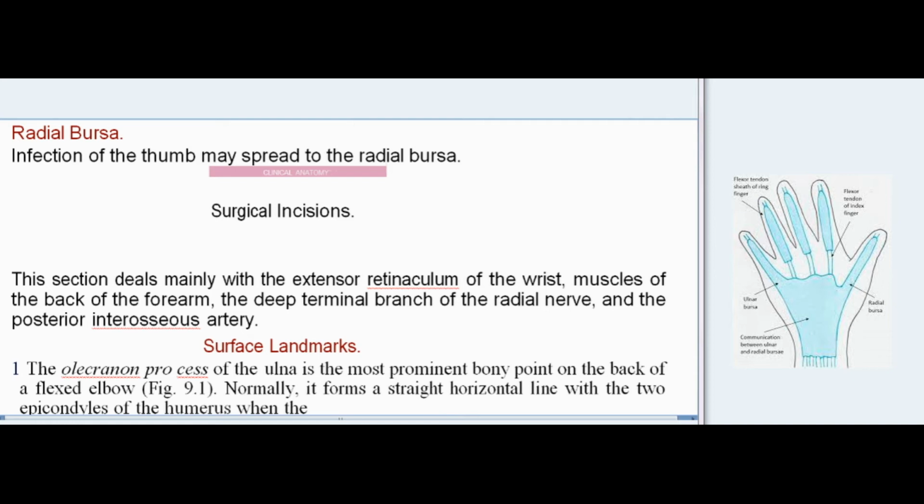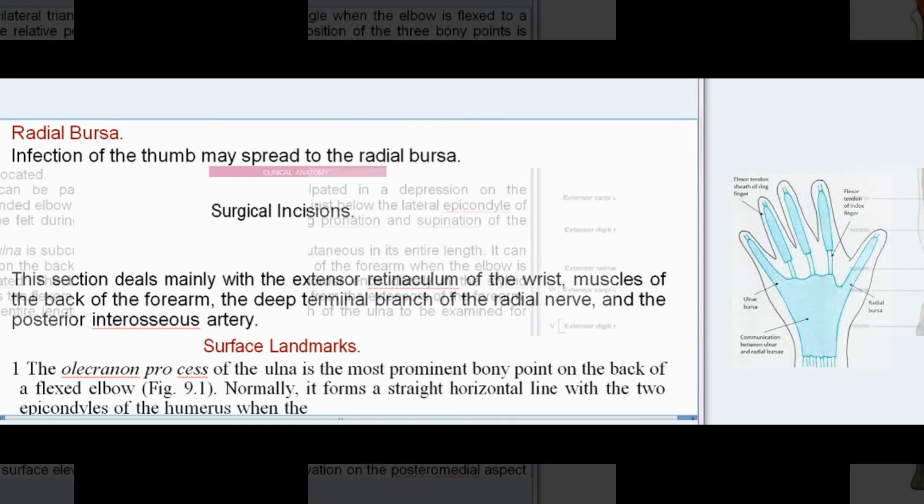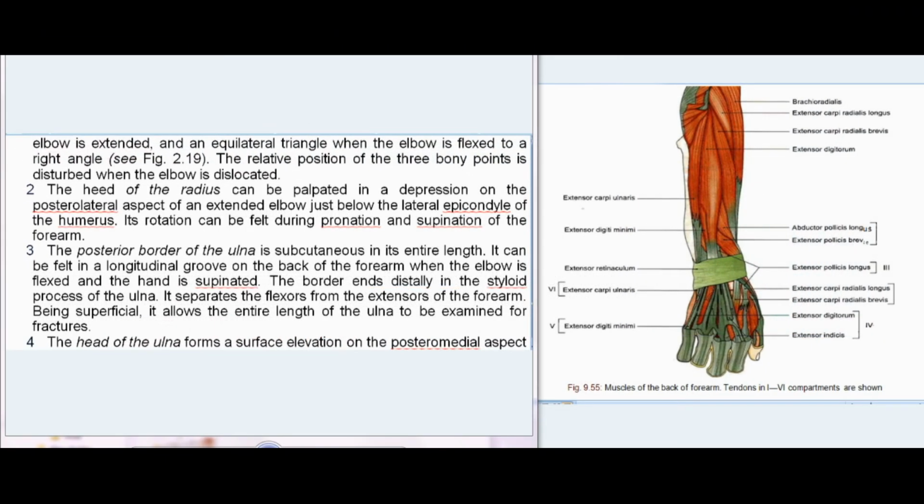Clinical anatomy. Surgical incisions. This section deals mainly with the extensor retinaculum of the wrist, muscles of the back of the forearm, the deep terminal branch of the radial nerve, and the posterior interosseous artery. Surface landmarks. 1. The olecranon process of the ulna is the most prominent bony point on the back of a flexed elbow, Fig 9.1. Normally, it forms a straight horizontal line with the two epicondyles of the humerus when the elbow is extended, and an equilateral triangle when the elbow is flexed to a right angle, see Fig 2.19. The relative position of the three bony points is disturbed when the elbow is dislocated.